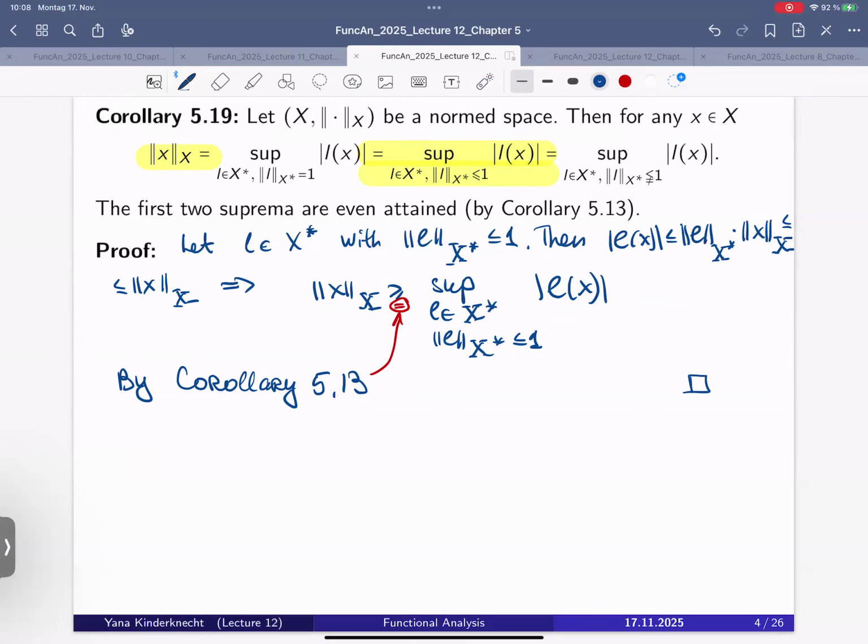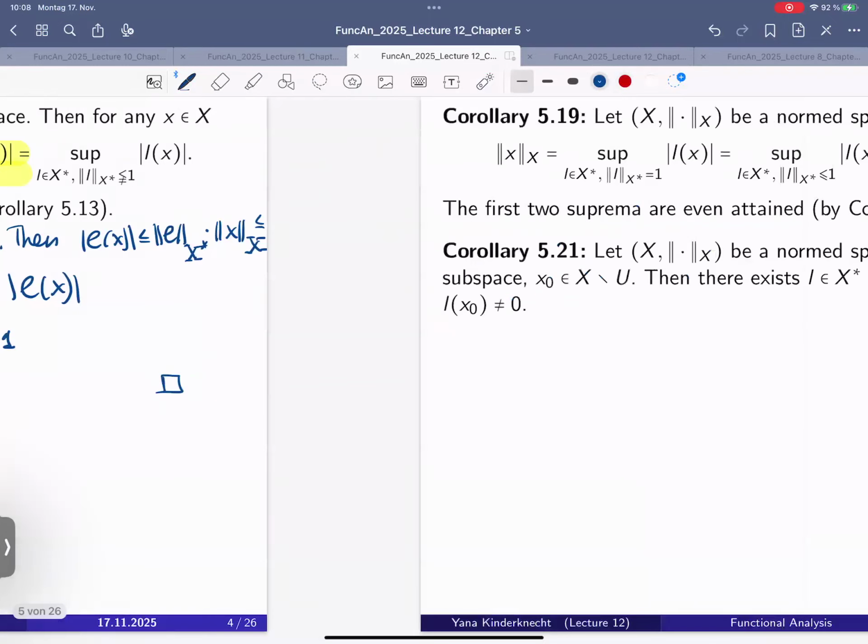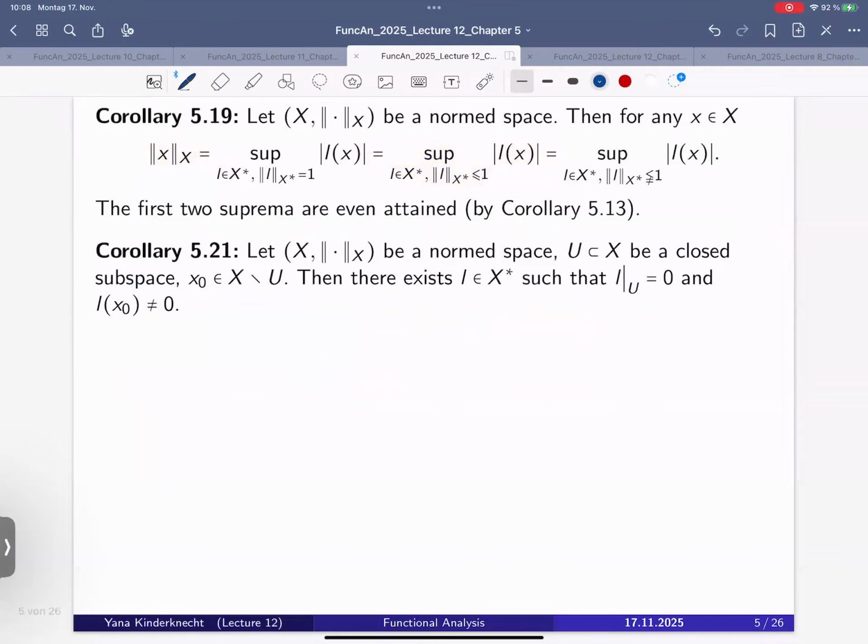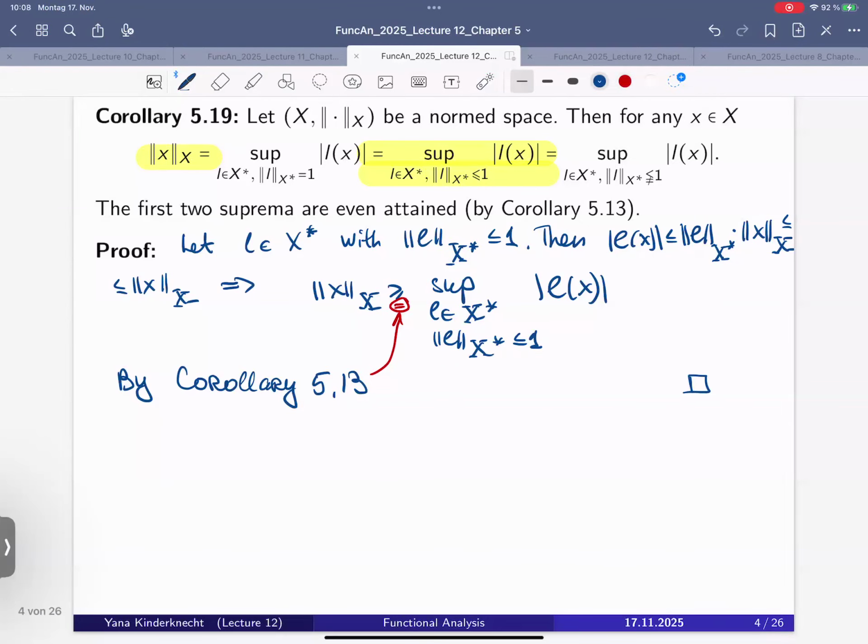Do you have any questions or comments? No question. Perfect. Then let us go further. Concerning the first two suprema, they are attained exactly by this corollary, because the unit sphere is exactly the place where the supremum is attained.